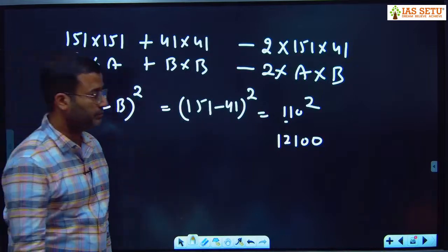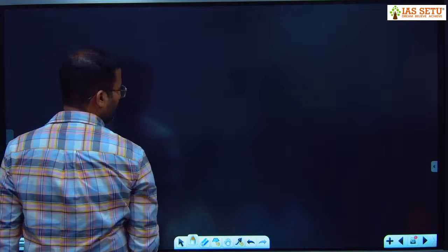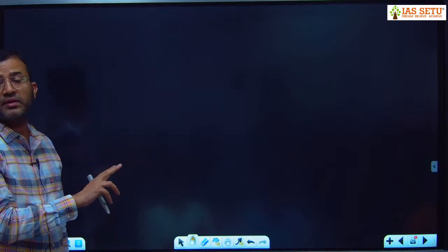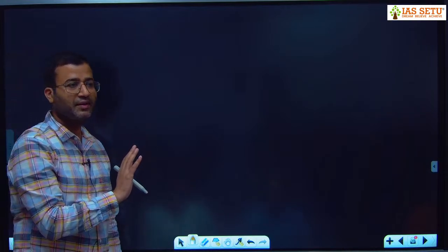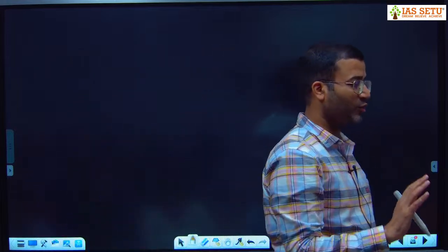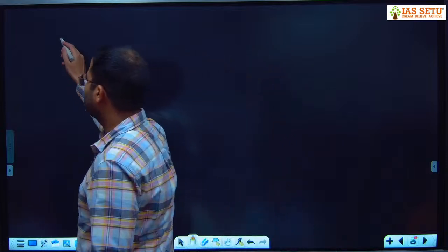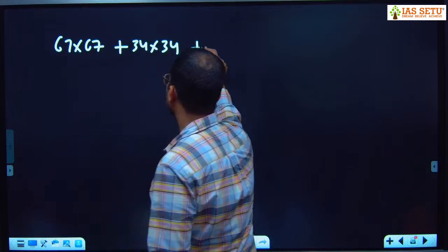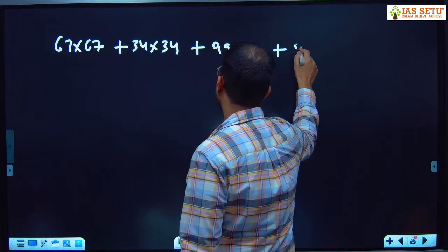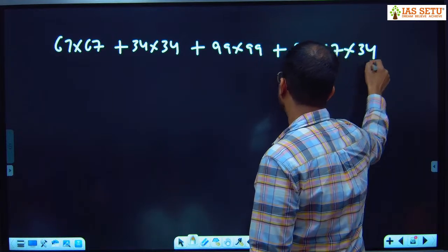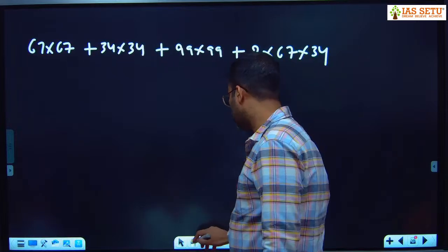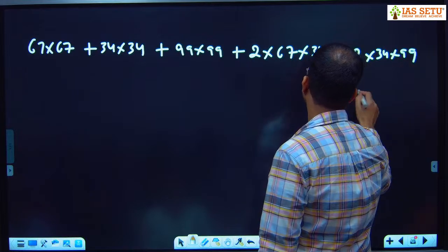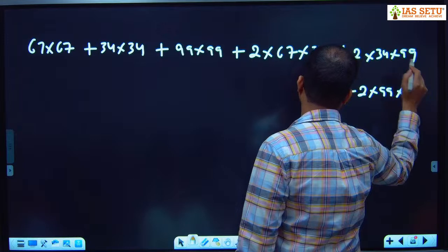One more question. Category 1 students, are you able to understand? If not, the old sins are coming in front of you, nothing else. a plus b whole square, a minus b whole square. 67 into 67 plus 34 into 34 plus 99 into 99 plus 2 into 67 into 34 plus 2 into 34 into 99 plus 2 into 99 into 67.